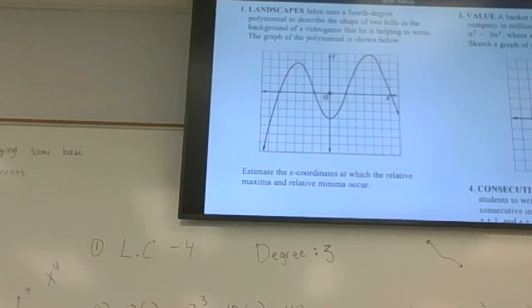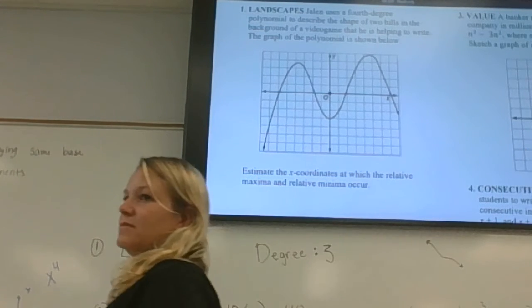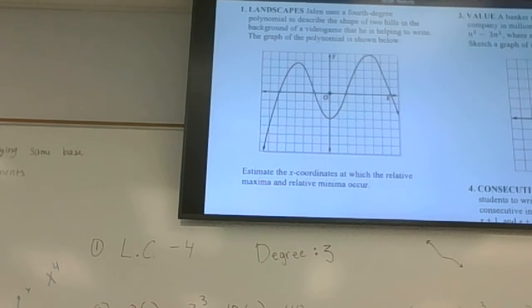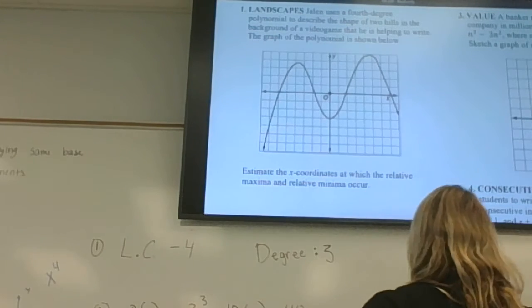This is: estimate the x-coordinates at which the relative maxima and minima occur. Can anybody figure out what it means by relative maxima and minima? Isabel, what do you think? What's a maximum and a minimum? The highest and lowest, right?